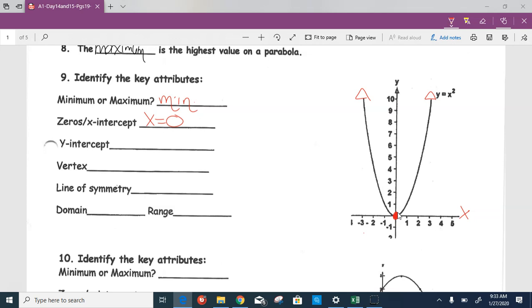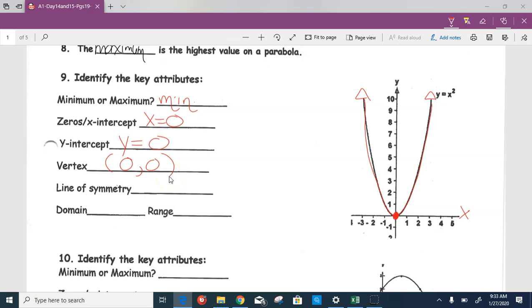Do we have any y-intercepts? Well, yes, at the same exact place. At y equals 0, we have a y-intercept. The graph comes down, hits at 0, 0, and then goes back up. So it's 0 for x and 0 for y. What's our vertex? That's our lowest point in this case, and that would be at the origin also, 0, 0.